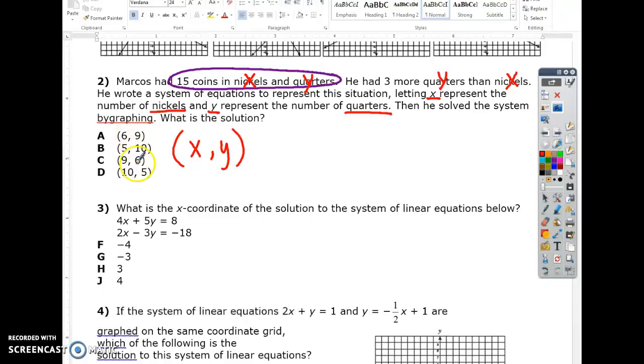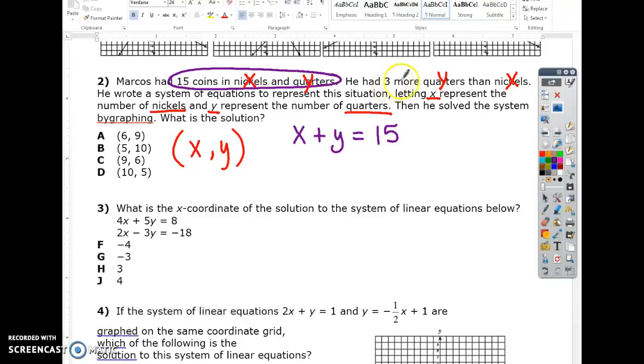So look at your answers. Do they total 15? 6 plus 9? 15. 5 plus 10? 15. 9 plus 6? 15. 10 plus 5? 15. Okay? Let's keep going. So we have nickels and quarters equals 15, so I'll just say x plus y equals 15 total. My x's and y together equal 15.